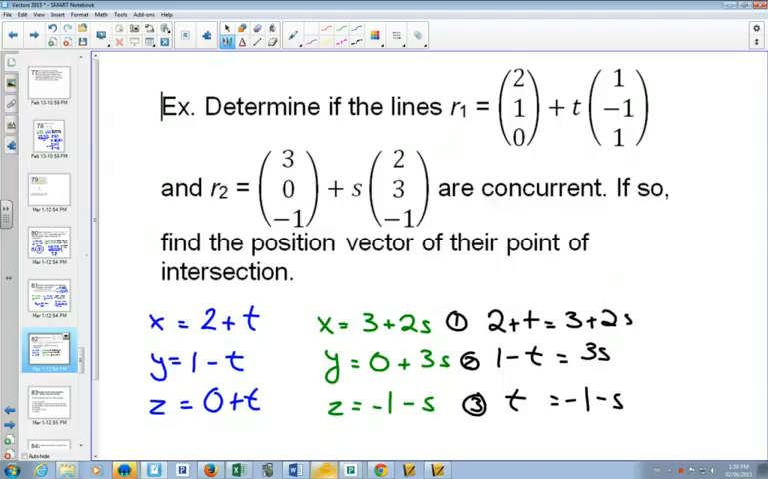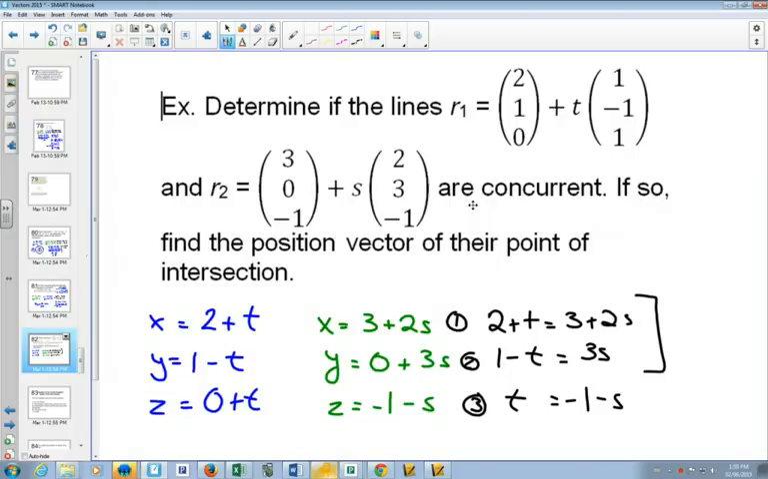Now, in order to solve something with 2 unknowns, how many equations do you need? Well, you just need 2. So we have more information than we need. So if we just use the first 2, we can solve for t and s. Or if we use the first and the third one, or the second and the third one, we're going to be able to solve for t and s.